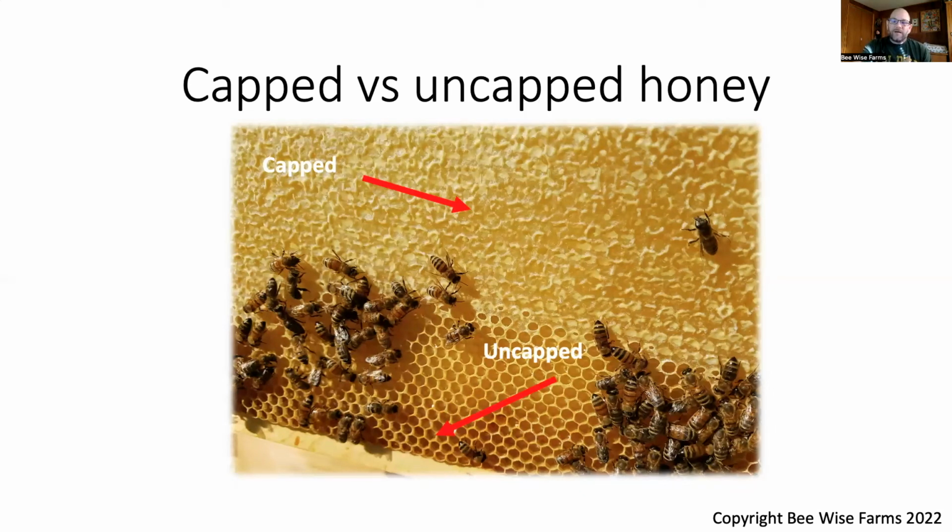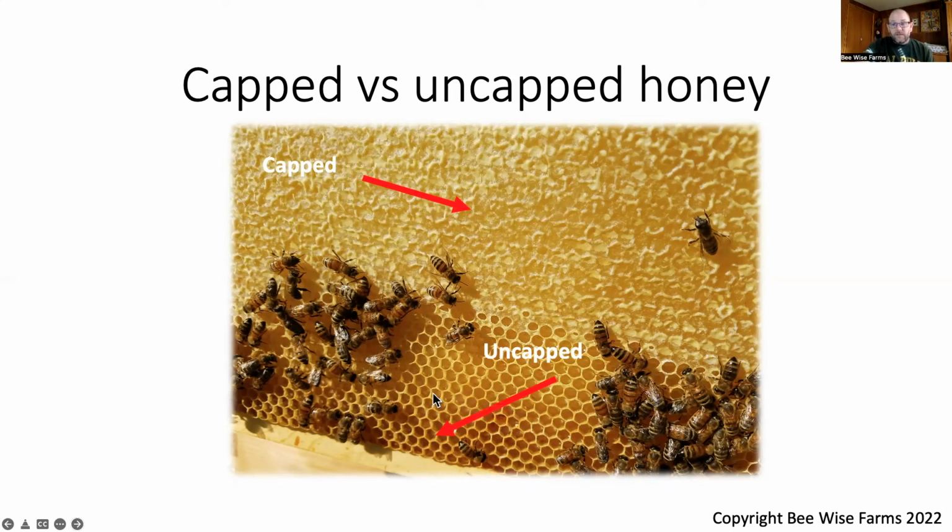So as we talked about, honey has to be drawn down in water content before it is stable for storage. You always want to be harvesting capped honey, and you're going to see capped and uncapped honey in the honey super, and that's what you see on this picture. See, the top is capped, the bottom is uncapped.